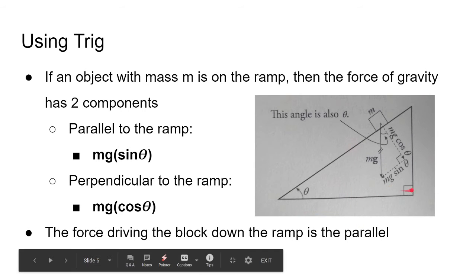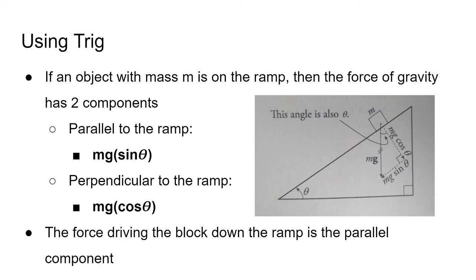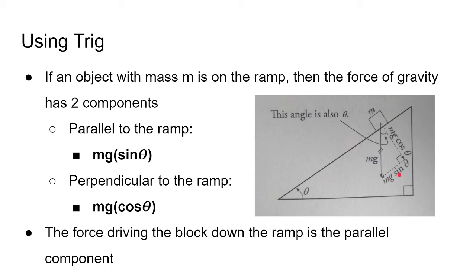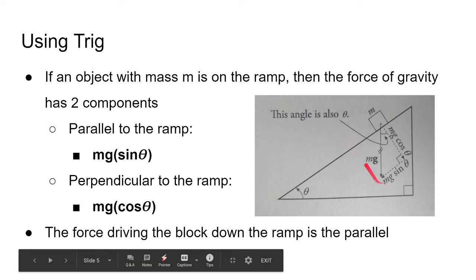As I'm sure you all noticed, we have a right angle here, which means right triangle, so the trig's going to be super easy. If an object with a mass m is on the ramp, then the force of gravity has two components. We have our component that's parallel to the ramp, which is right here in this little picture, which is going to be mg sine of theta, or force of weight times sine of theta. And then we have our component that's perpendicular to the ramp, which is mg cosine of theta.